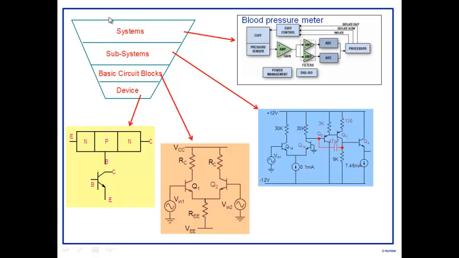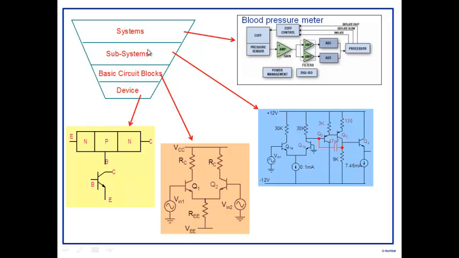Okay. So that's how, if you want to understand it, microelectronics is organized in this inverted pyramid fashion. So the whole of microelectronics, you can see it here. A part of microelectronics is what? Devices. Study of devices. A part of microelectronics is what? Study of basic circuit blocks. It could be basic analog circuit blocks. It could be basic digital circuit blocks.